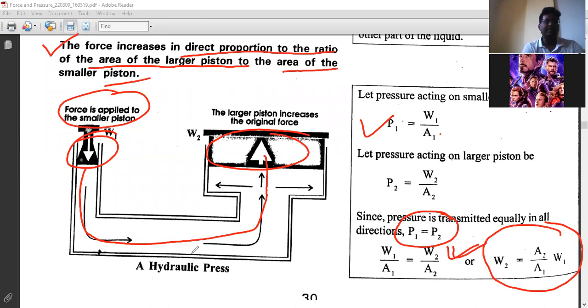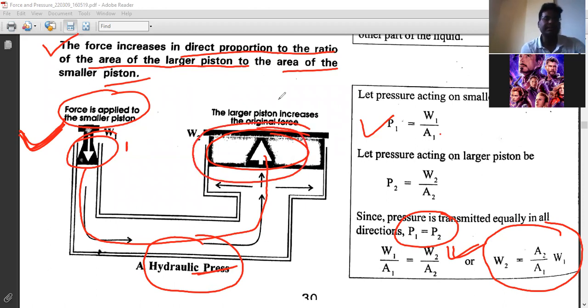So this is the application of the hydraulic press. And this is the main diagram for hydraulic brakes or a hydraulic elevator. So we apply the force on a smaller area and we can lift larger objects on the other side. This is the main application of Pascal's law.